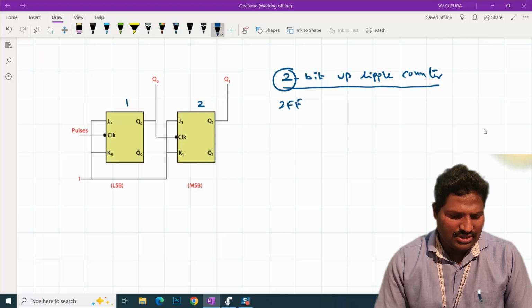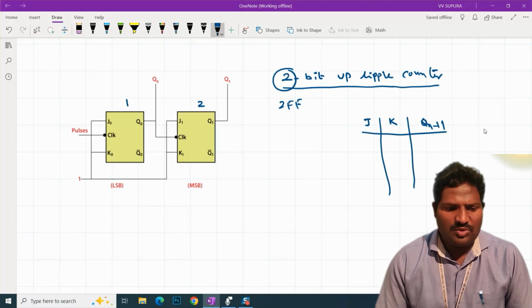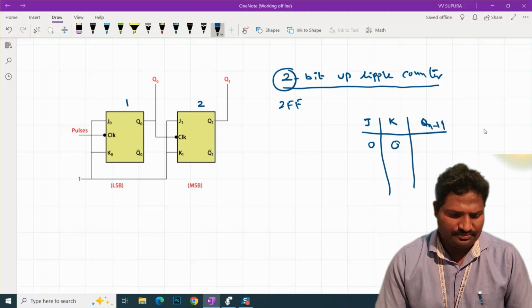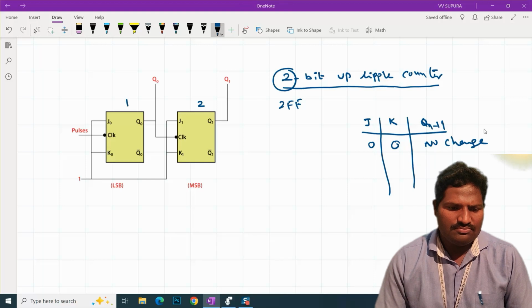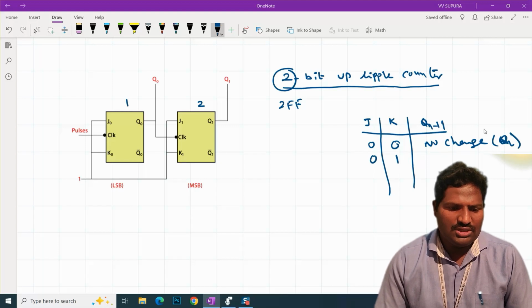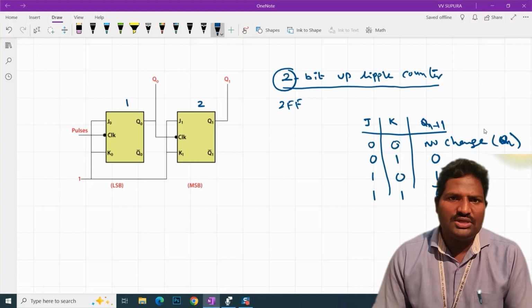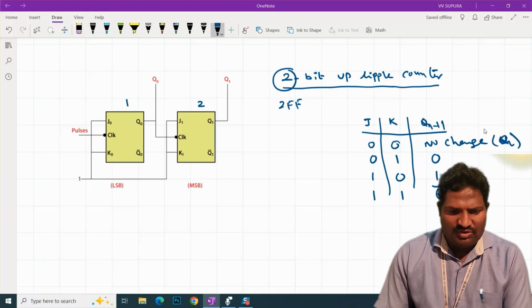You already know the truth table for this JK flip-flop: J, K, and Q of n plus 1. If J and K are 0, that is no change, that is Q of n. If it is 0 and 1, the output will be 0, and if it is 1 and 0, the output will be set to 1, and if it is 1 and 1, then it is Q of n complement. So if initially it is 0, then we obtain 1, and if it is initially 1, we obtain 0. So this is the JK flip-flop truth table.